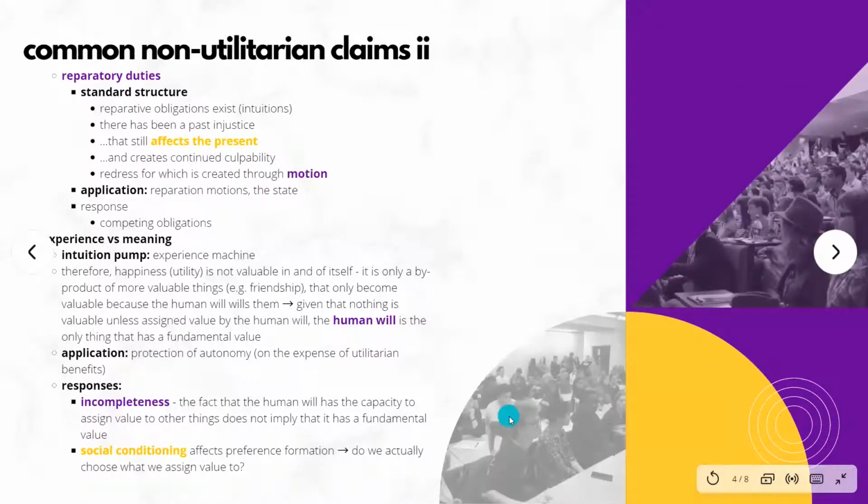Two more common non-utilitarian claims that we want to talk about then. Firstly, the existence of reparatory duties. I think this is a very standard form of argument that you'll see in debates a lot, and as such, it has a standard structure that you have to complete in order to do it well.